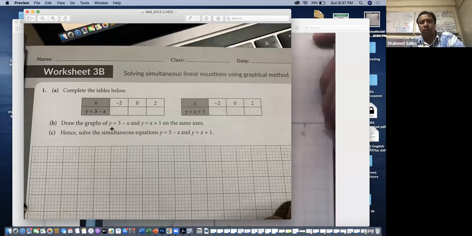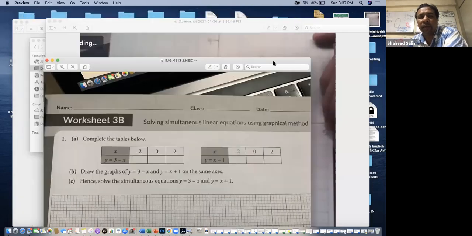Okay. This time you can see this, right? They already put for you nicely, y equals 3 minus x, and y equals x plus 1. They want you now to fill in these two graphs. So you will be drawing two graphs, maybe one going this way, one going this way. You know what I mean? So you just do A and B first. But you need to draw the graph. Then you will find the solution to C.